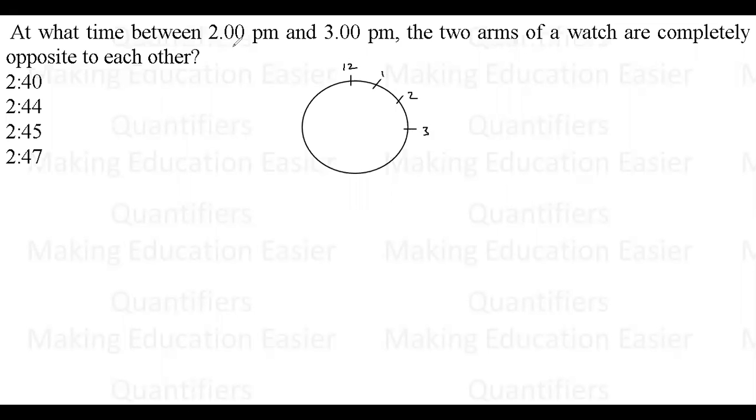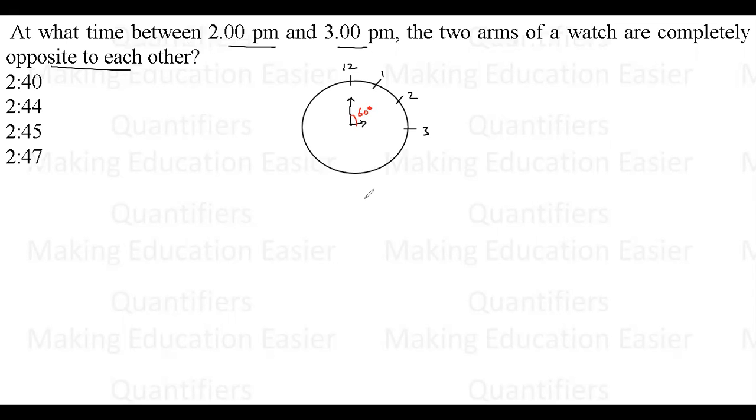Now they are saying at what time between 2 and 3, the hands of the clock will be opposite to each other. Now opposite to each other basically means they should be in a straight line. They should be in a straight line. So students, now if I talk about the time, let's say exactly at 2 o'clock, I hope all of you are aware that exactly at 2 o'clock, the angle between the hands of the clock will be 60 degree.